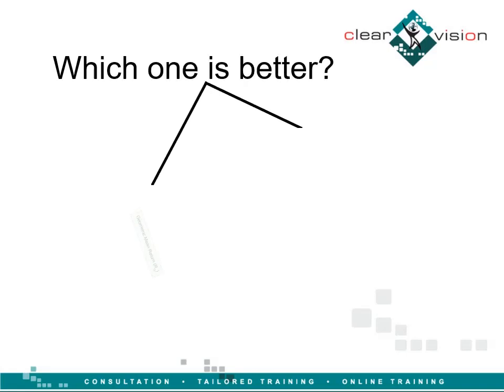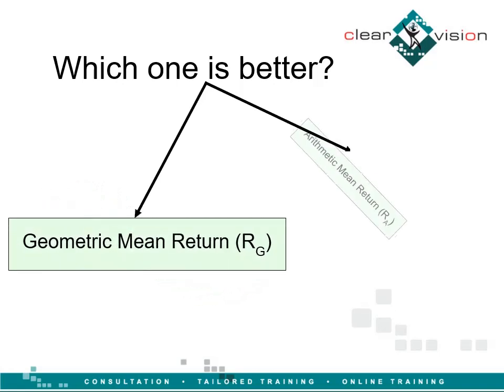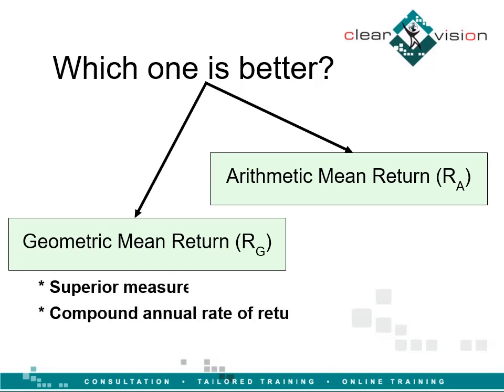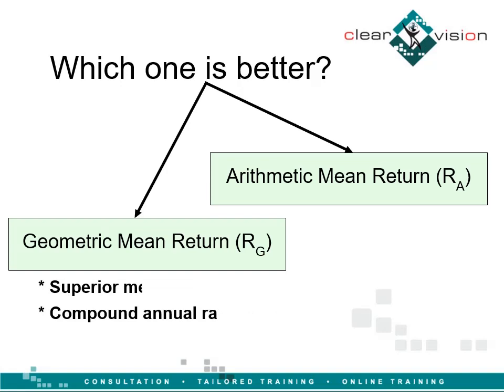Geometric mean rate is considered a superior measure of the long-term mean rate of return, because it indicates the compound annual rate of return based on the ending value of the investment versus its beginning value. Although arithmetic mean return provides a good indication of the rate of return for an investment during any one year, it has an upward bias when measuring an asset's long-term performance.